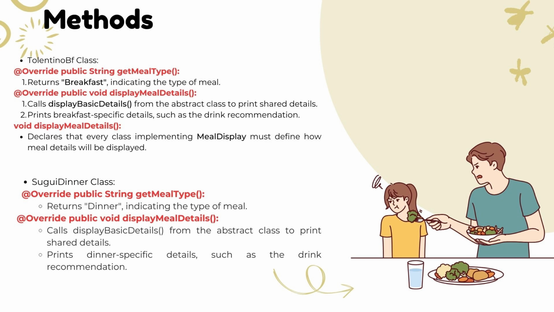Now for the methods in the Tolentino breakfast class, it uses a method public string get meal type. This method is overridden from the meal display interface. When called, it simply returns the string breakfast. This indicates the type of meal that this class represents. So by providing this method, we ensure that an instance of Tolentino BF can clearly communicate its meal type, which is essential for any meal planning application.